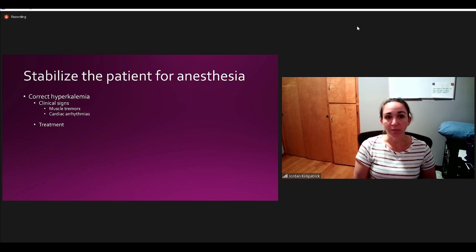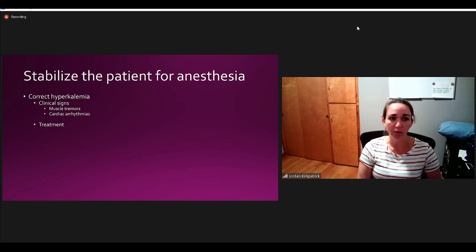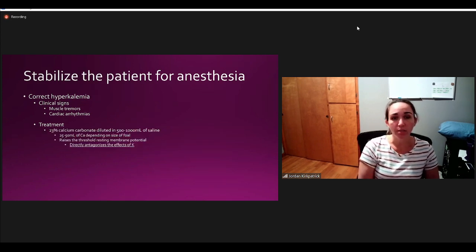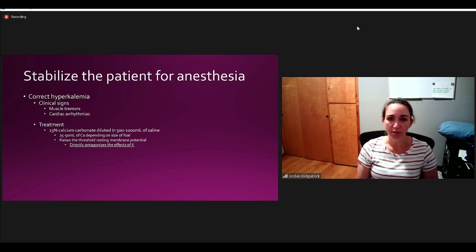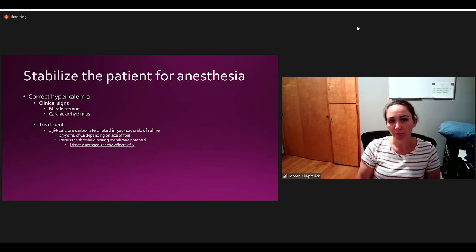If they're really sick, they need to be stabilized before they're anesthetized. So the first thing is to correct the hyperkalemia. So again, those clinical signs can be muscle tremors. They may have some cardiac arrhythmias. So there's a couple different treatment options. One is to give calcium carbonate. So you dilute it into a 500 or 1,000 ml bag of saline and give it slowly over about 10 to 20 minutes. And what that does is it raises the resting membrane potential. So it basically antagonizes the effects of the potassium.